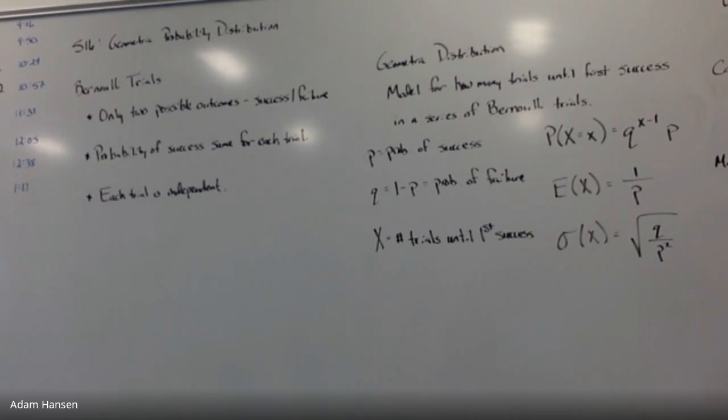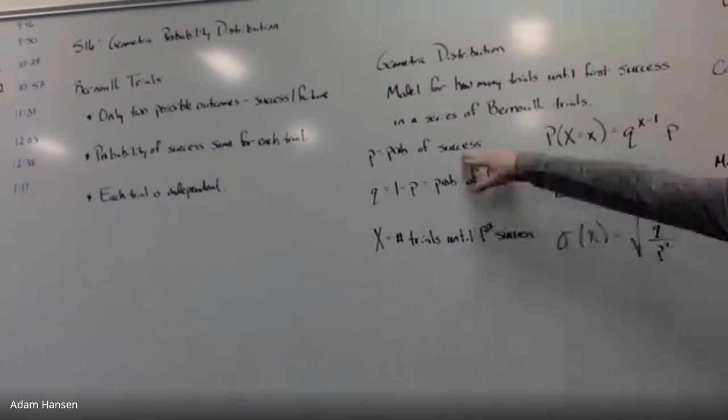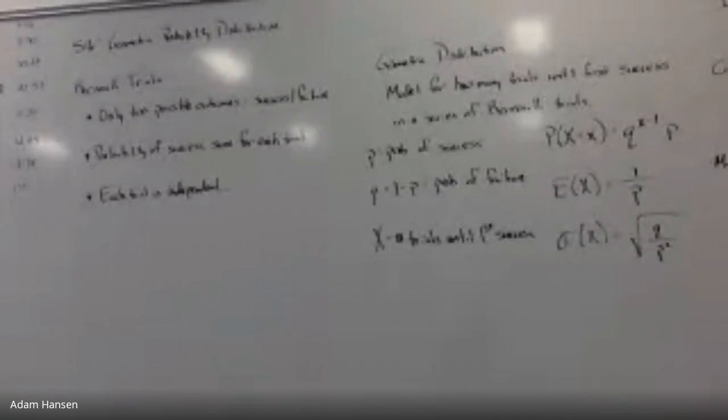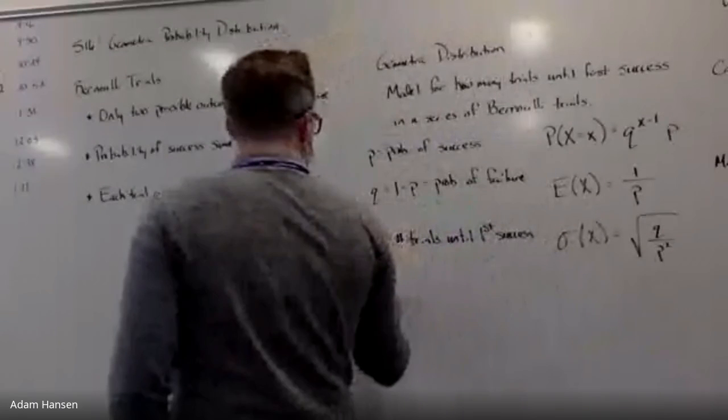Some notation here. I'm going to let P be the chance of success, the probability of success. And Q would be the probability of failure. If there's only two different outcomes, I just set the probability of failure to 1 minus P. There's a 60% chance of rain. There's a 40% chance that it doesn't rain. Just 1 minus that 60%. P is going to be success. Q is going to be failure.